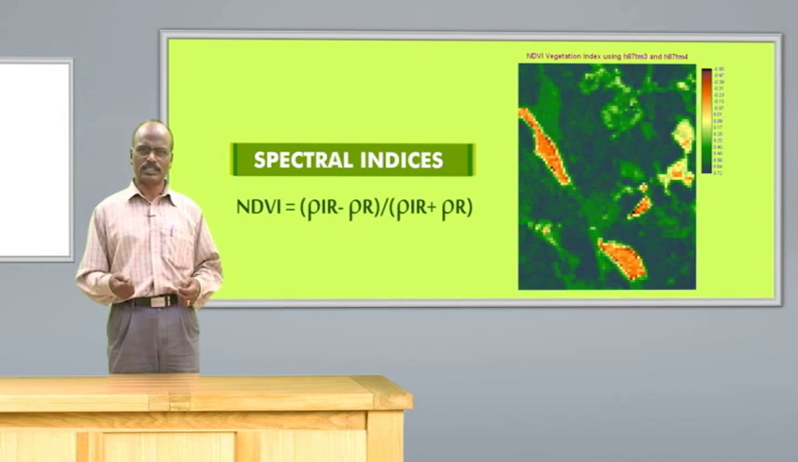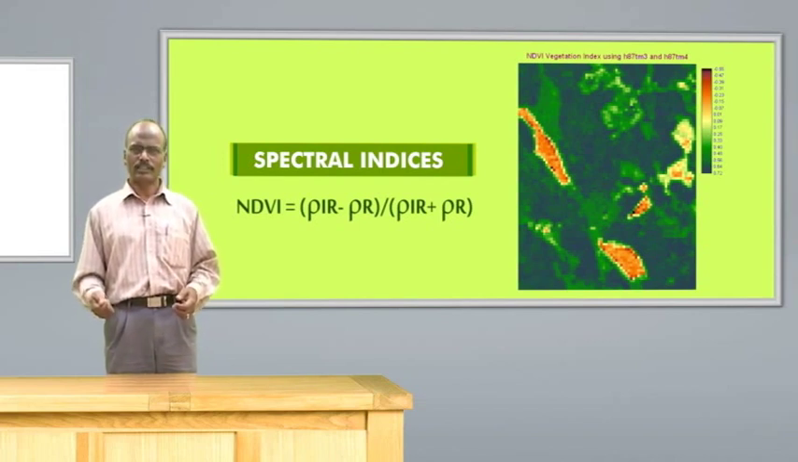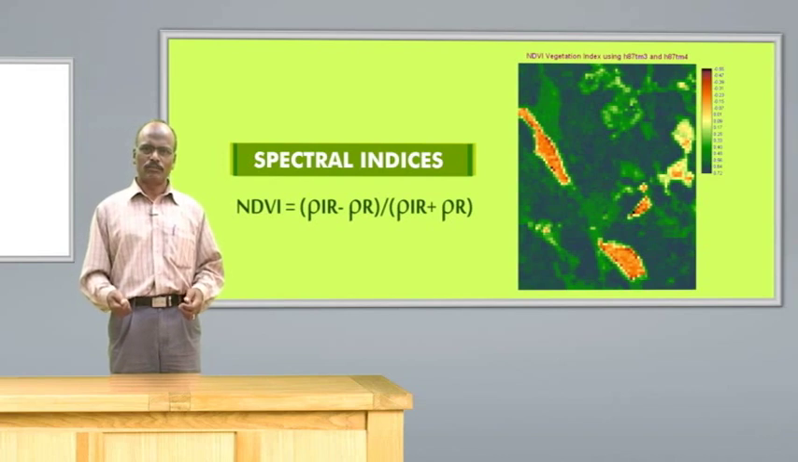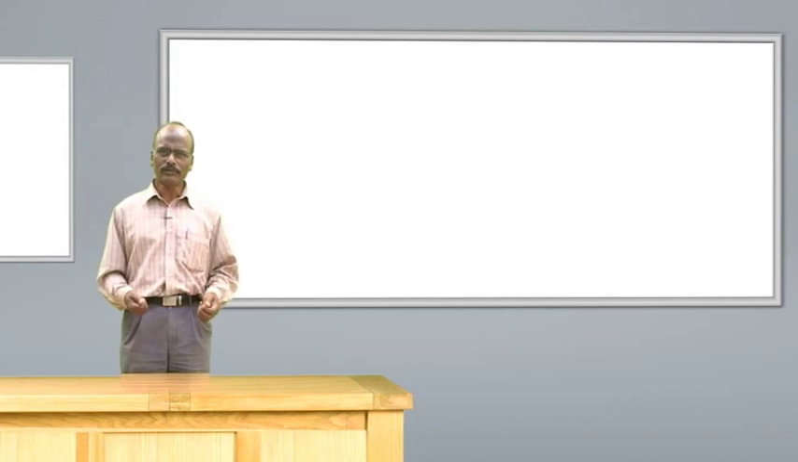Higher values on the positive side indicate healthy and thick vegetation, whereas lower values indicate poor vegetation or soil or water body. Negative values definitely indicate water body, and this can be used for assessing the amount of biomass present in a given area.